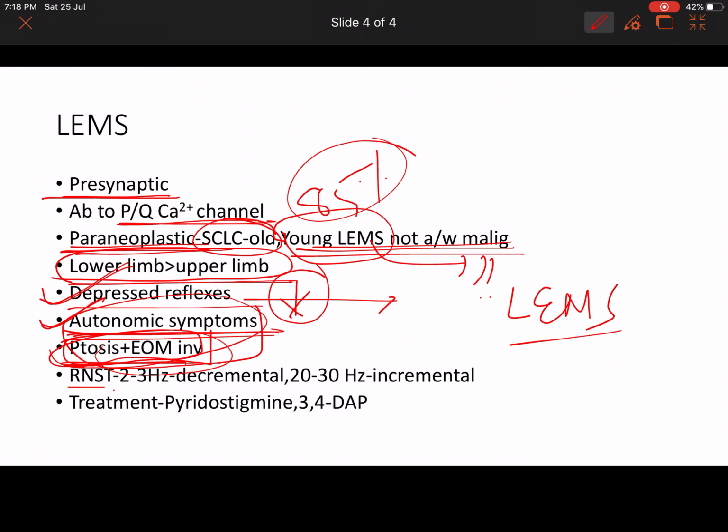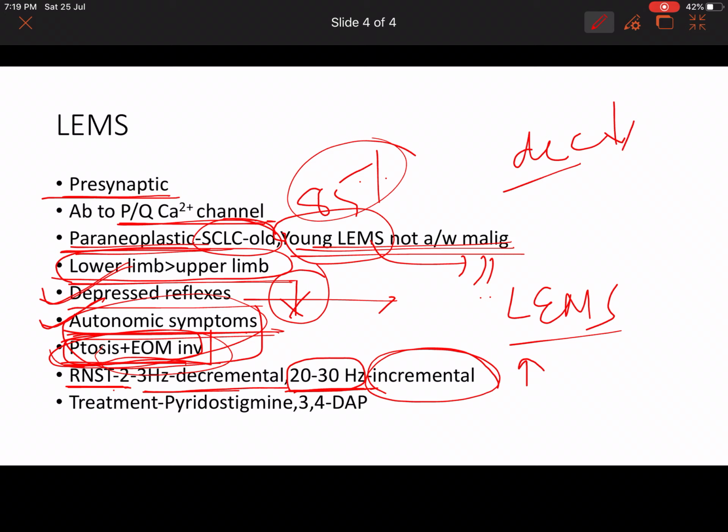And if you do a repetitive nerve stimulation in these patients, their very typical response is that at 2 to 3 hertz, it will be similar to myasthenia gravis, the decremental response. But if you go to a frequency of 20 to 30 hertz, you get an incremental response. So a decremental response at 2 to 3 hertz and an incremental response at 20 to 30 hertz is virtually diagnostic of LEMS, along with these symptoms, of course.